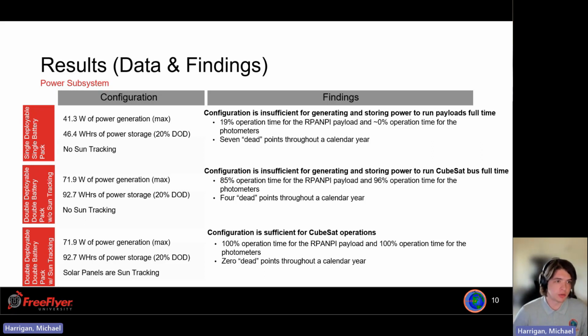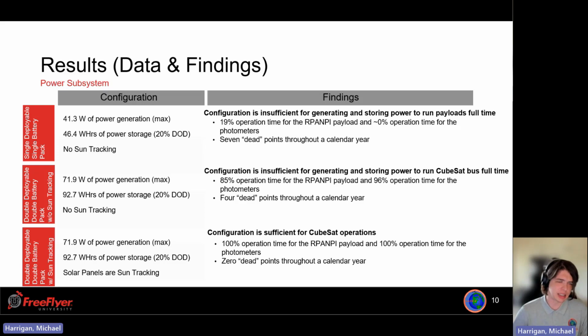We looked at, for the power subsystem, 3 different configurations. We looked at a single deployable, single battery pack configuration. We looked at a double deployable, double battery pack with no sun tracking configuration. And we looked at a double deployable solar panel and double battery pack with sun tracking configuration.